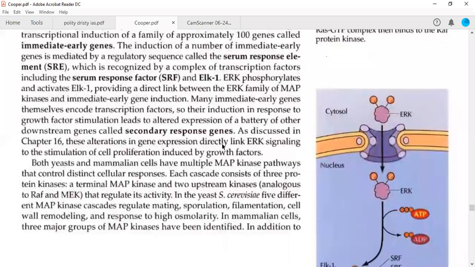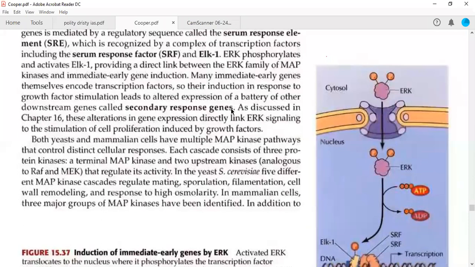So now you have two terms. One is called immediate early genes, and these immediate early genes will then cause the activation of second response genes, which will be downstream genes of these immediate early genes. So after all, there is a change in the expression, and the cell will proliferate. Okay, so the cell will proliferate, divide, and differentiate.